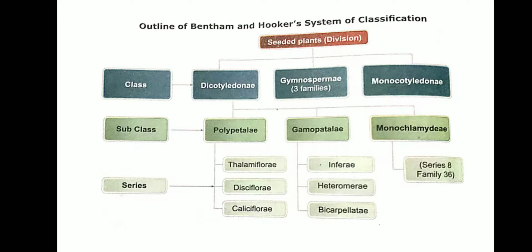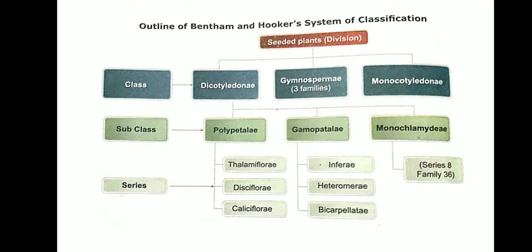Under each class. First, polypetalae. Under polypetalae means what? This polypetalae has got free petals. Gamopetalae has got fused petals. Monocotyledon has got no petals.